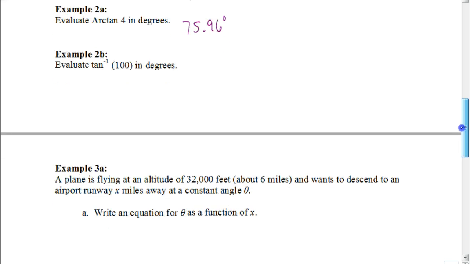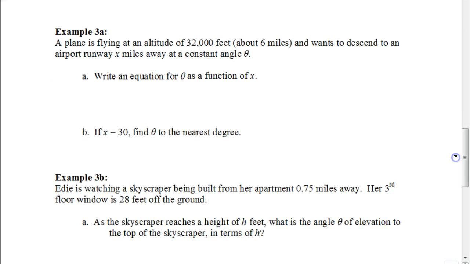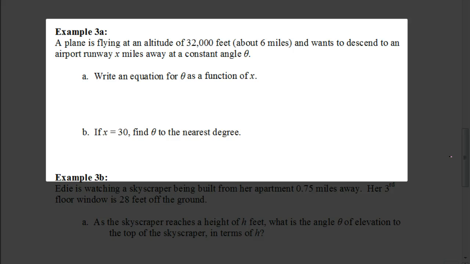Well, let's look now at some story problems so you can see how we can apply this. For this one, it says a plane is flying at an altitude of 32,000 feet, which is about 6 miles, and wants to descend to an airport runway X miles away at a constant angle theta. Write an equation for theta as a function of X. Well, first we're going to draw a diagram. So let's say this is our airplane, and here's the airport.